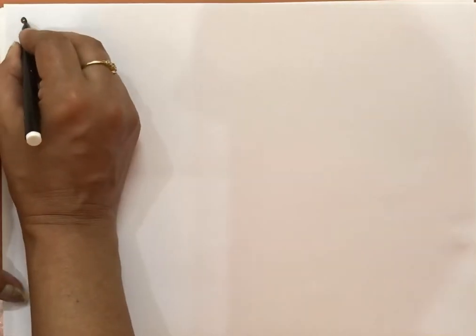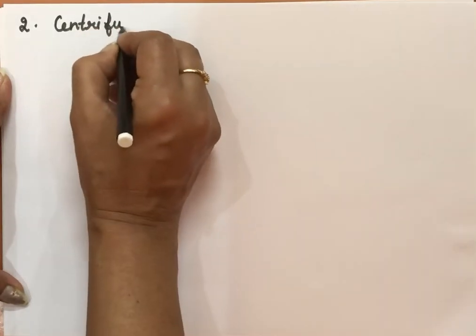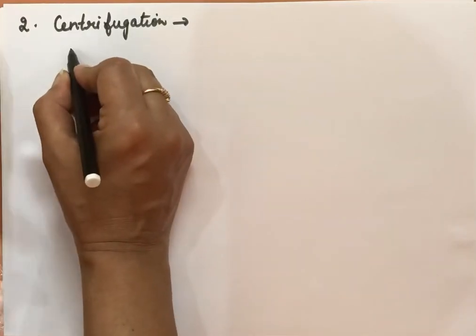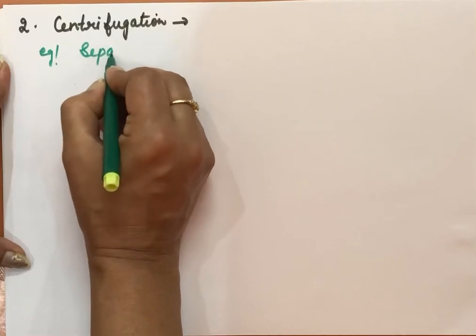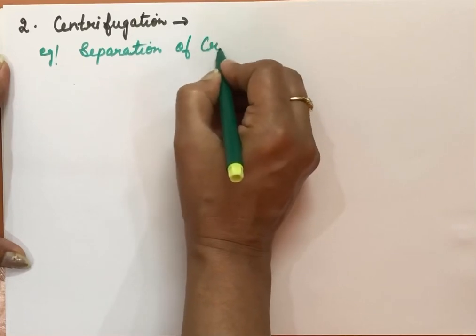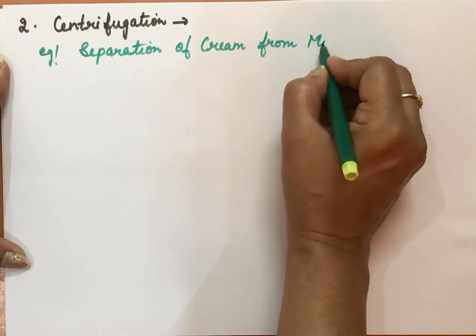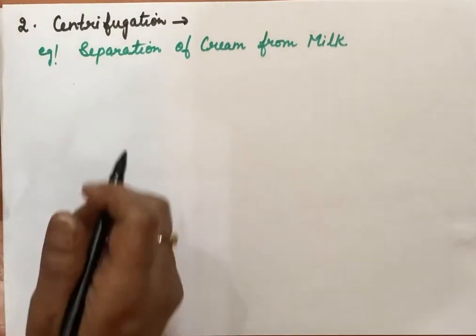Now moving on to the second method. This method is the centrifugation method. In the centrifugation method, I am taking the example of separation of cream from milk. For centrifugation, a machine is used, and that machine is called a centrifugal machine.